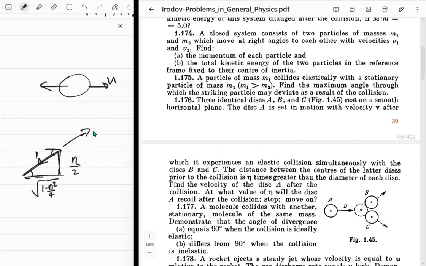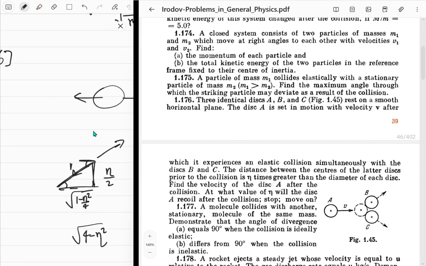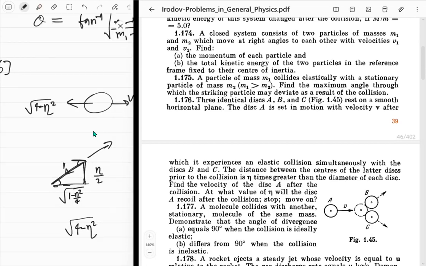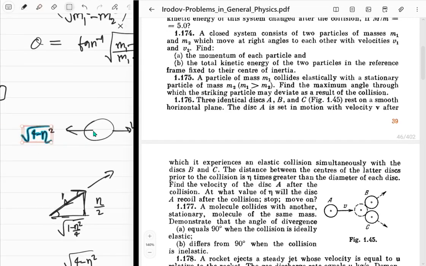Oof. Oh god. Okay, at least we're making progress. So 2 times of that, it's going to be the square root of 4 minus eta squared. So this times, yeah, that should do it. So the square root of 4 minus eta squared, like that, times velocity v. Right? That should do it.